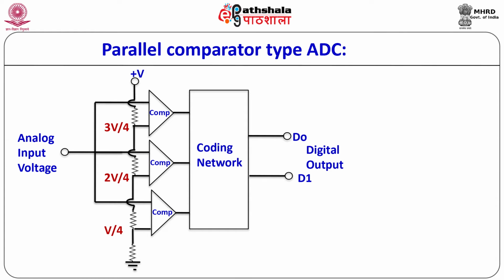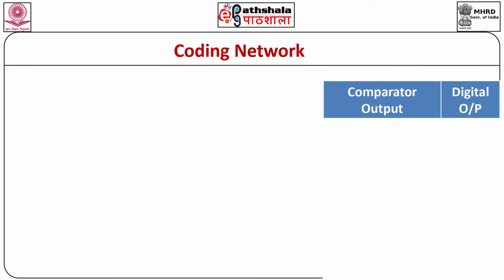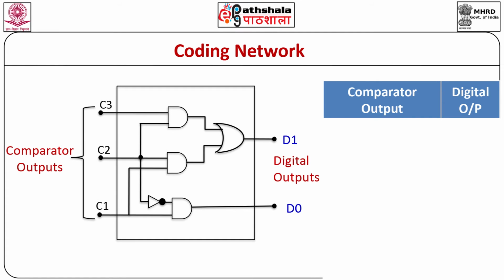The output of the comparators can be coded using a network to obtain the digital output. For the coding purpose, we can use logic gates, and it is obvious that using 4 different possible combinations of the output of the comparators, we can have 2 digital outputs, D0 as well as D1. The figure shows the coding network using logic gates. Input to the coding network are the comparator outputs C1, C2 and C3, whereas the coding network will have outputs, obviously digital ones, the D0 bit and D1 bit.